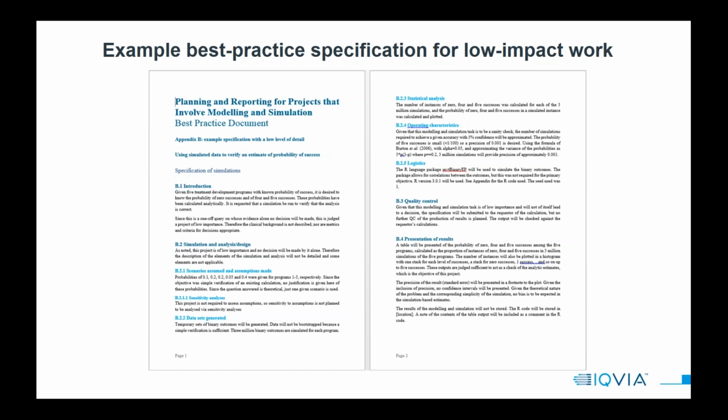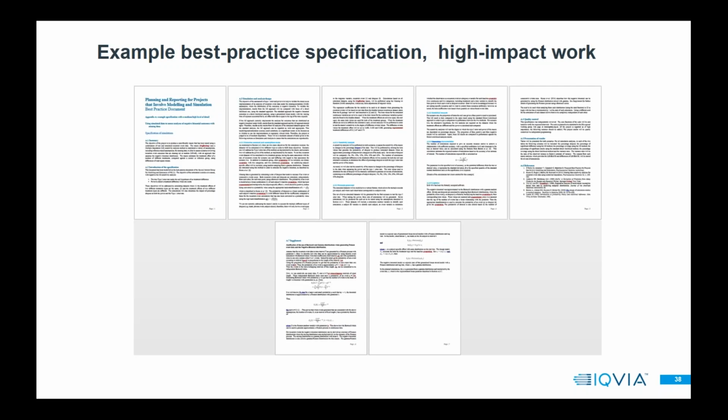Here I just give a picture of the two template specifications we provide. One was for a low impact project, and you can see that it's relatively short and simple. And then we also provide a template or example specification for a high impact project, which contains a lot more detail, more justification of assumptions, more calculations about likely variance due to the number of simulations and so on.